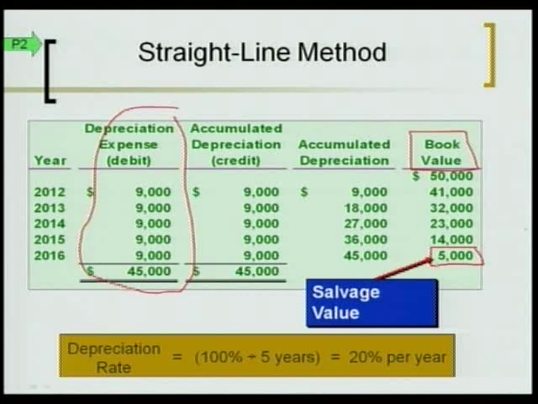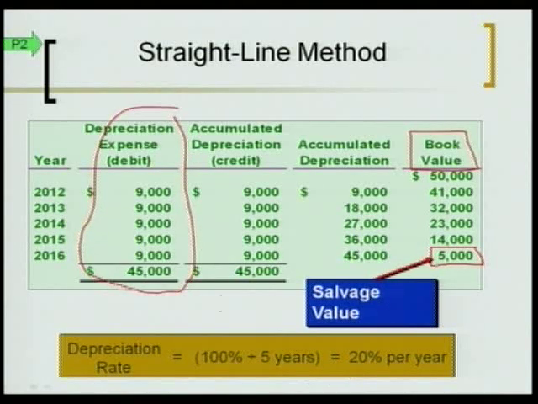Okay? And of course, if we use a salvage value of 0, then that book value at the end of its depreciation amounts will be 0. But in this case, we used a residual value of 5,000. Cool? Now, sometimes they ask for what is the depreciation rate under straight line.